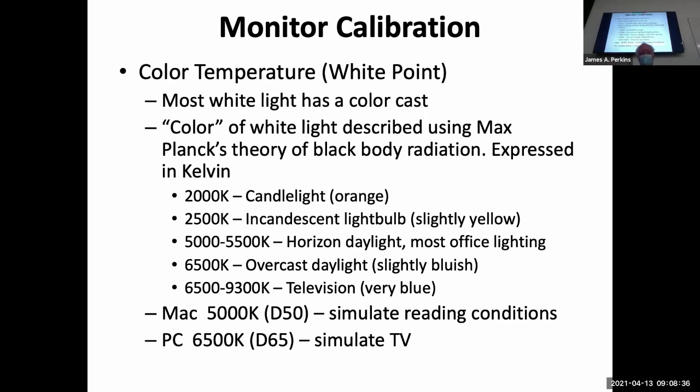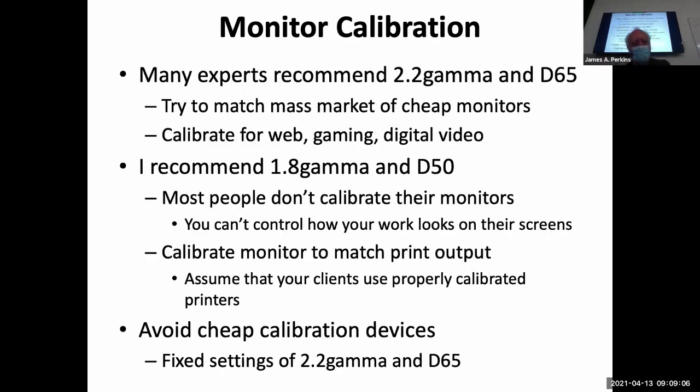Whereas when Windows was released, they made the decision to go with a much higher color temperature, 6,500 K, also known as D65, which again, just like their choice of gamma, was designed to simulate the appearance of television. So, when you sit down at a Windows computer, if you haven't changed any settings, by default, it's going to look like you're watching TV. It's going to have that same blue glow to it. So you have to choose a setting for gamma and a setting for white point or color temperature.